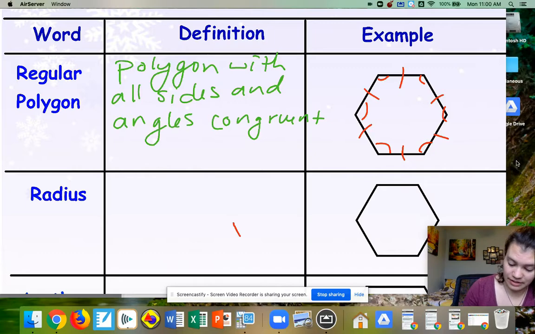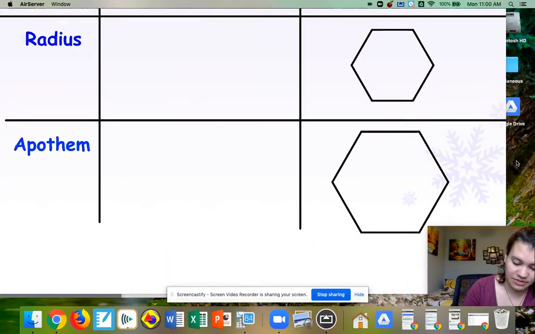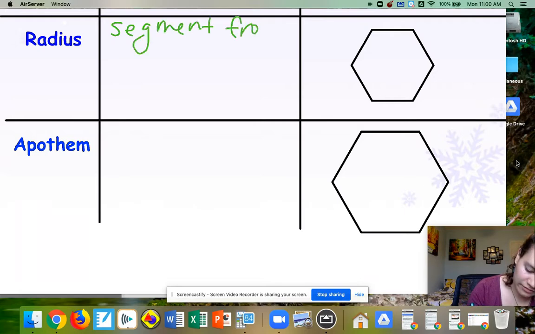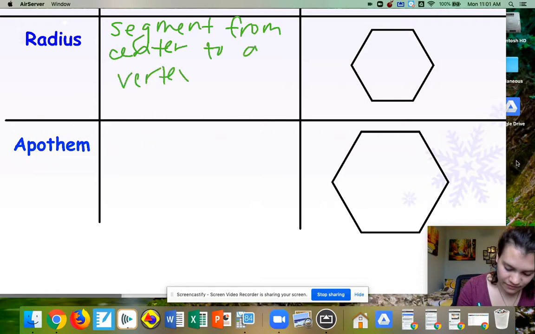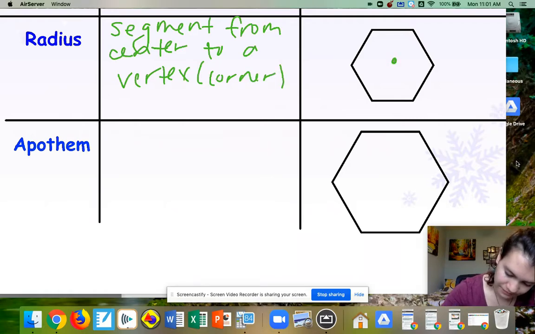The radius of a shape is when you come from the corner of a shape to the center. So you want a segment from the center to a vertex or a corner. You're going to come from your center point right here, switch back to red. So this is your center, and then you're going to come to a corner. So this would be a radius, or this would be another radius, but you're coming from the center to a corner. So this is your radius.